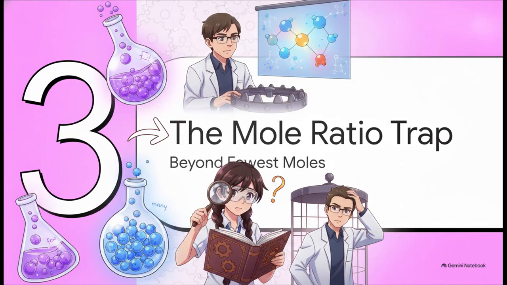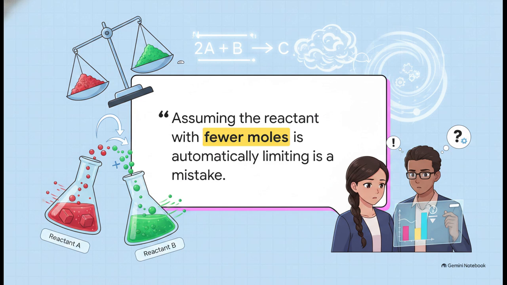Okay, Section 3, the mole ratio trap, beyond just fewest moles. Now let's talk about the most dangerous trap students, and honestly, even seasoned lab techs, face all the time. It's judging a reaction entirely by its initial mole count. This is a huge pitfall. Just because you have a visually small amount of an ingredient doesn't mean it's the limiting factor. You can't just glance at 2 chemical quantities on a scale and instantly know which one limits the reaction.